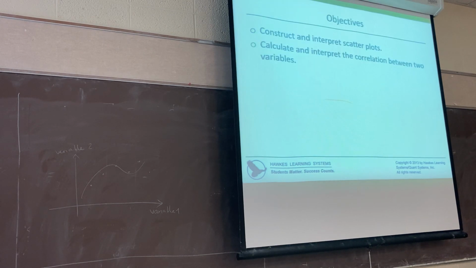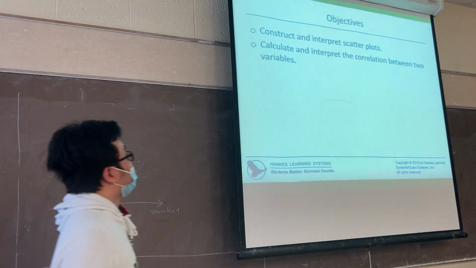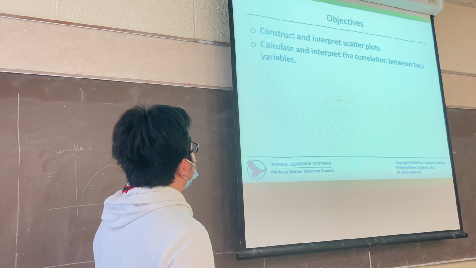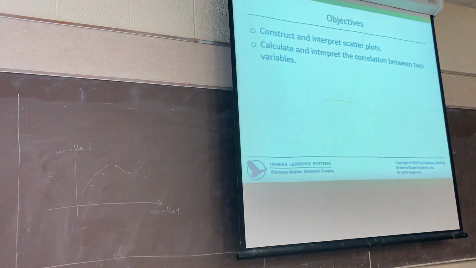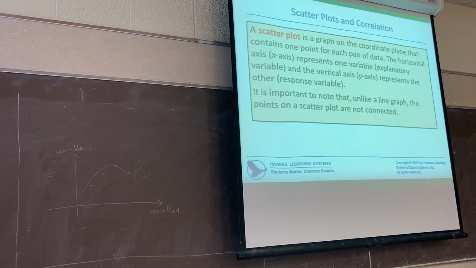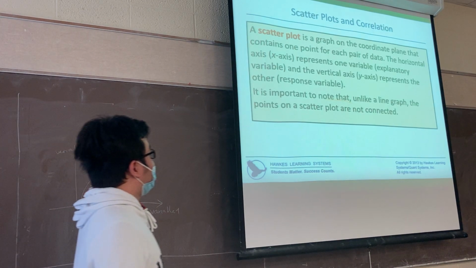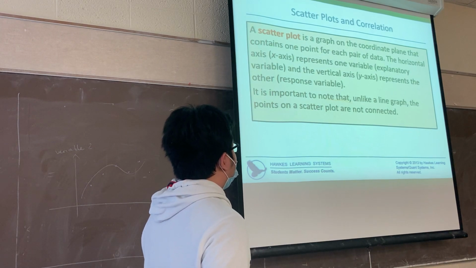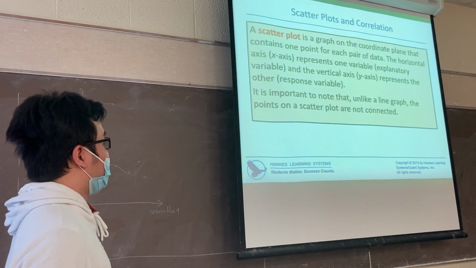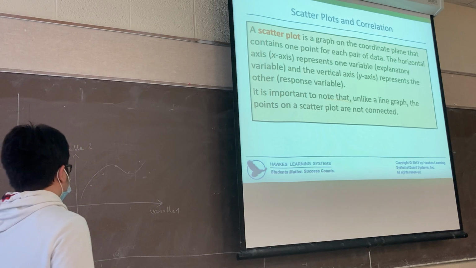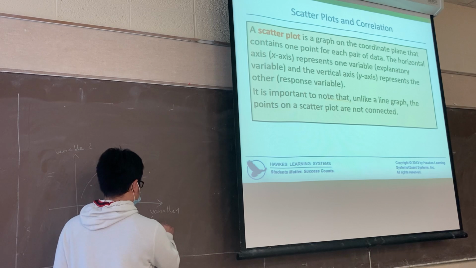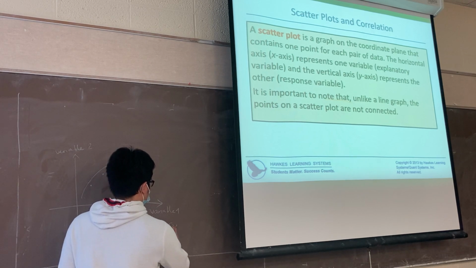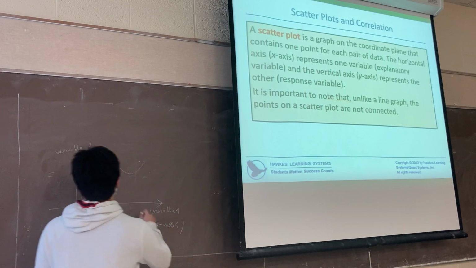The goal for today is that we will construct and interpret scatter plots, and we will calculate and interpret the correlation between two variables. That's the objective. Now the definition: a scatter plot is a graph on a coordinate plane that contains one point for each pair of data. The horizontal axis here is the x-axis, and here is the y-axis.